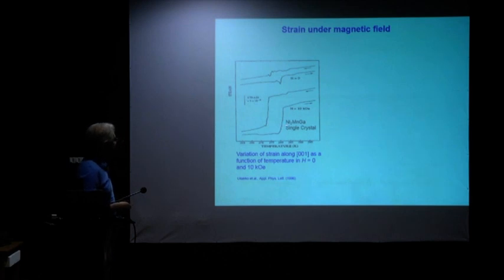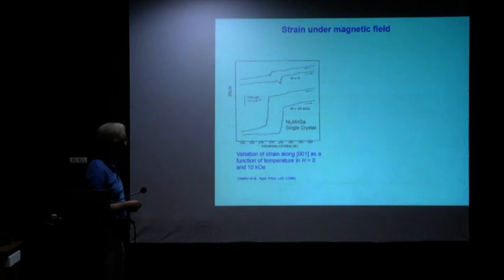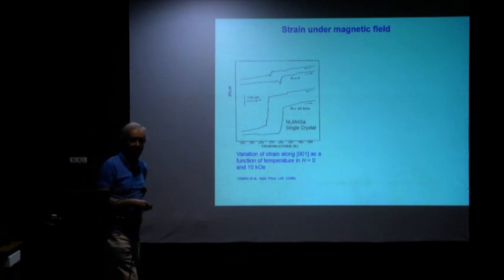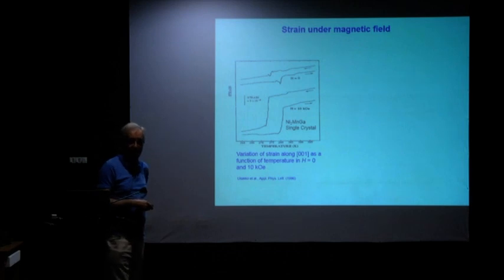We take a nickel manganese gallium single crystal, and in this case it was a single crystal. You can take a polycrystalline material as well, but here you can see the anisotropy in the strain. You glue your strain gauge on your sample along a certain direction, and then you start measuring the strain as a function of temperature, okay?